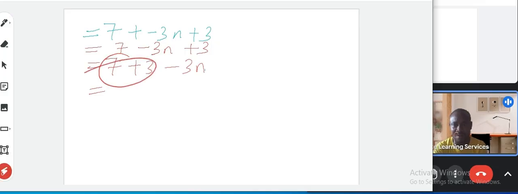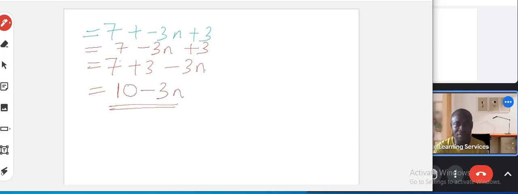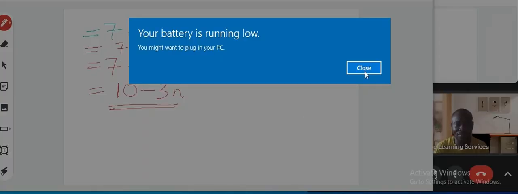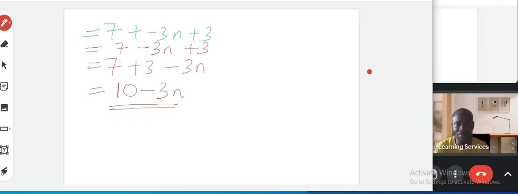How did you get 4? This is 7 plus 3. 7 plus 3. Oh, that's 10 minus 3n, is it not? Oh, yeah, 10 minus 3n.